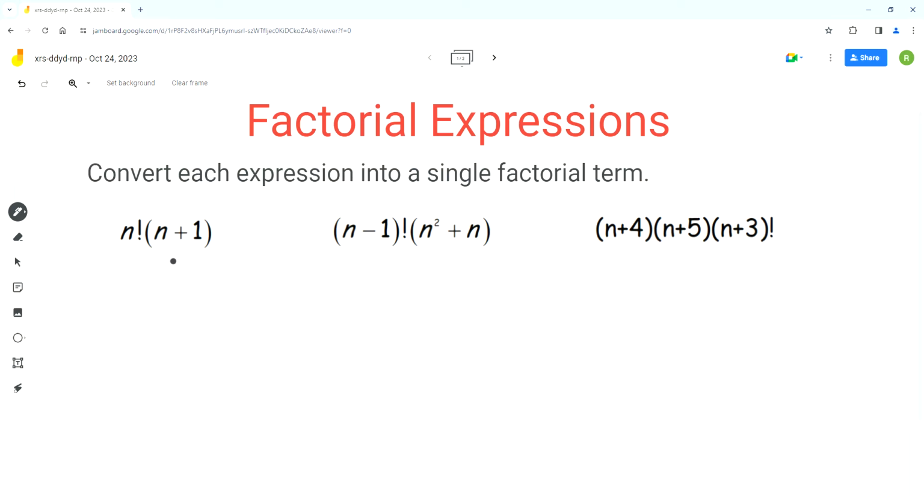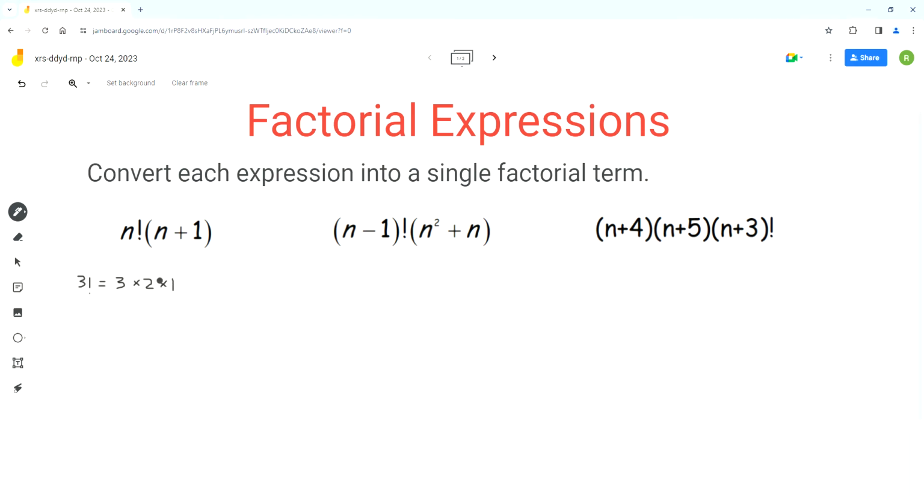So the first thing is to understand what factorial means. Factorial means the product of all positive integers less than or equal to the given integer with the exclamation mark. As an example, 3 factorial means the product of all positive integers less than or equal to 3. So it will be 3 times 2 times 1.